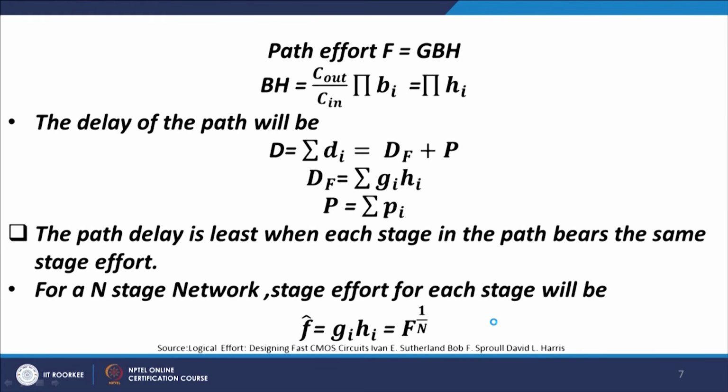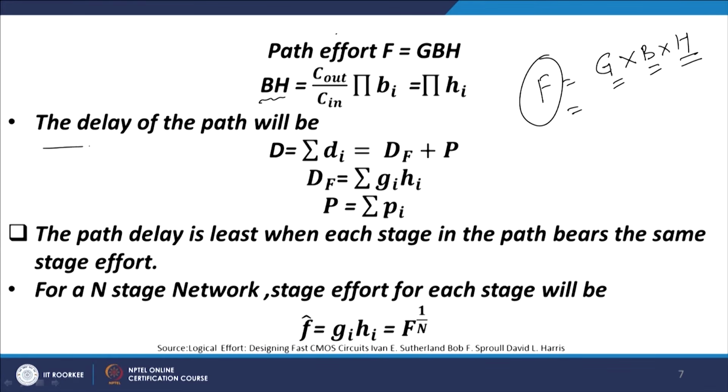So, we define a new term now, F, which is known as the path effort, and it is equal to G multiplied by B multiplied by H. G is the total logical effort, H is your electrical effort, and B is your branching effort. If you multiply all of this together, I get F, the total path effort. And if you multiply B into H, I get the summation of h_i.